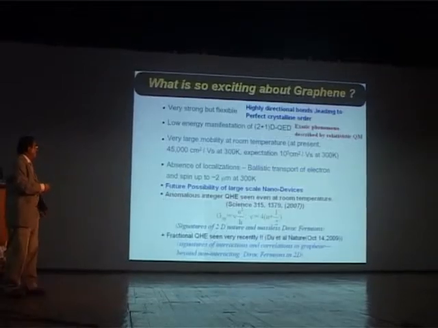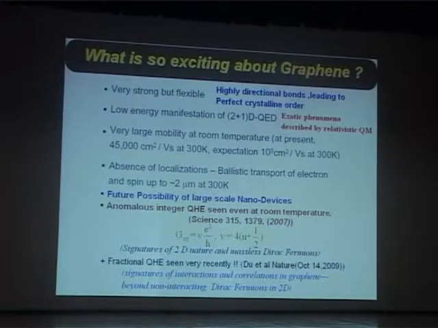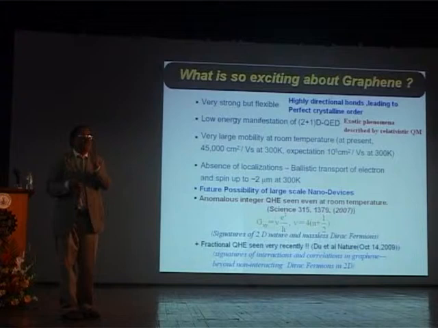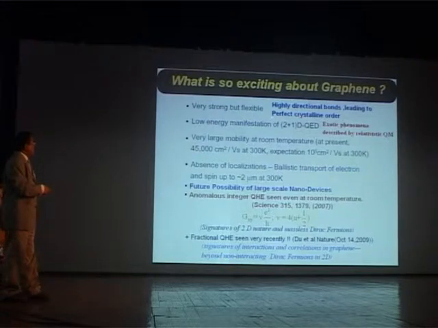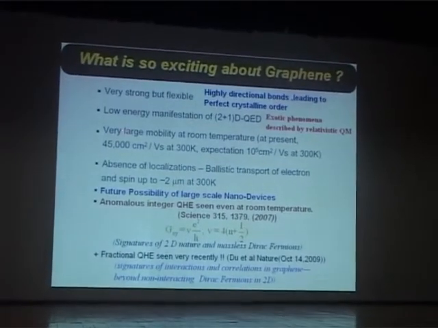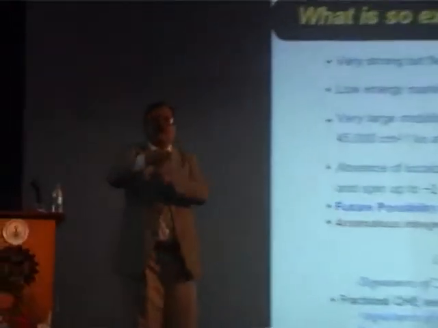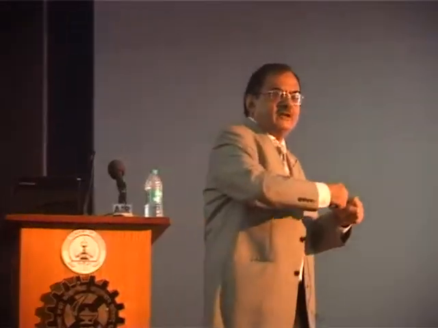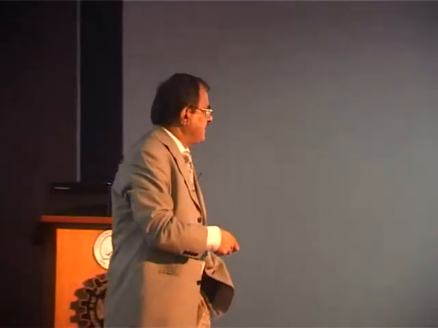So this Dirac equation has many features. This was predicted way back in 1948, that these have linear dispersion and will have many features of relativistic quantum mechanics. So you have a large low energy manifestation of 2 plus 1 dimensional quantum electrodynamics, and very large mobility at room temperature, because these electrons do not get easily scattered. They are ballistic even at room temperature, and they have a ballistic length of 2 micron. What it means is they move like bullets, not like the drunkard's Brownian motion, which makes very high speed devices.